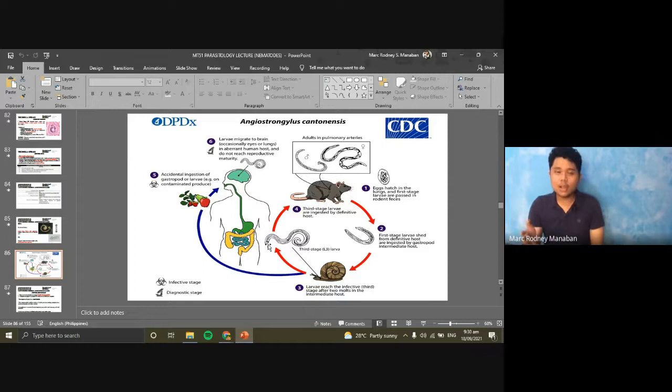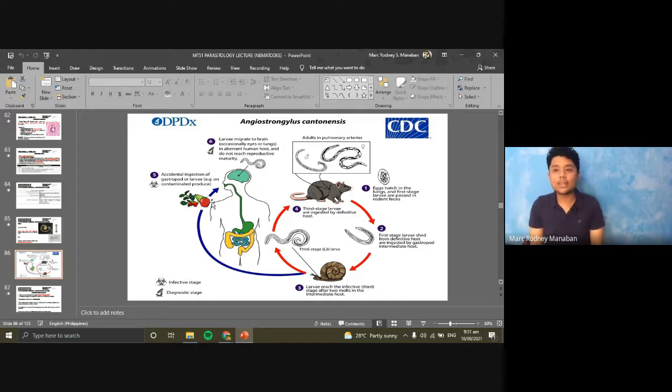Inside the snail or slug, it matures into the L3 filariform larva. The L3 filariform larva is what humans get, through possible ingestion of slugs or snails, or possibly contaminated produce such as vegetables, or other paratenic hosts like fish or reptiles that have eaten slugs or snails. Now, inside the human body, the larvae have a predilection to migrate to the brain. That's why it causes cerebral angiostrongyliasis.